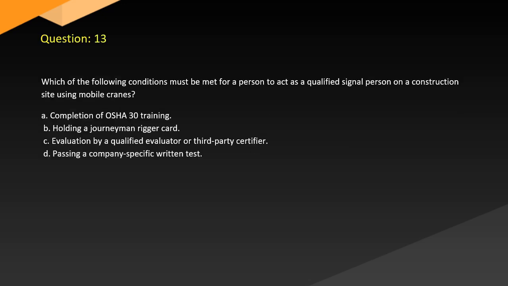Question 13. Which of the following conditions must be met for a person to act as a qualified signal person on a construction site using mobile cranes? A. Completion of OSHA 30 training. B. Holding a journeyman rigger card. C. Evaluation by a qualified evaluator or third-party certifier. D. Passing a company-specific written test.